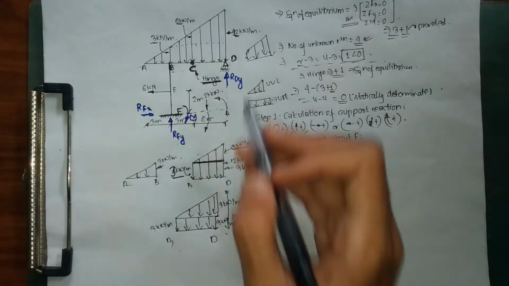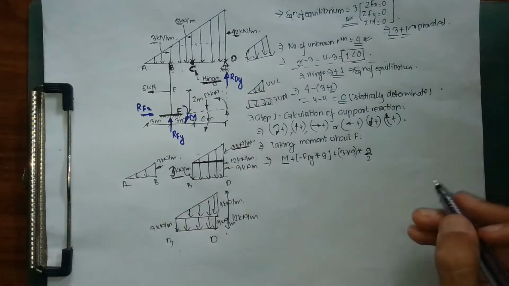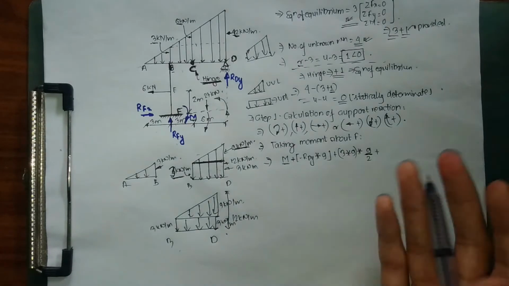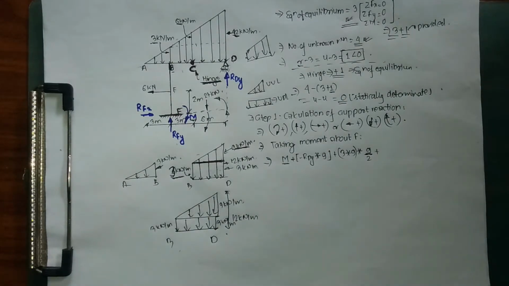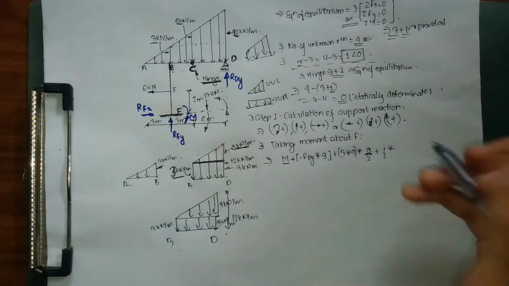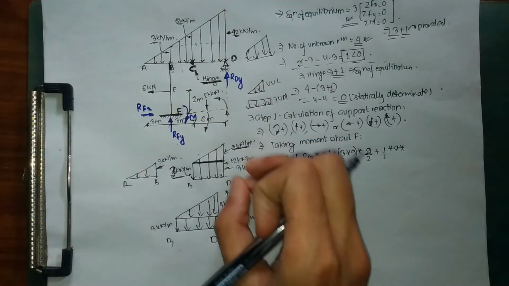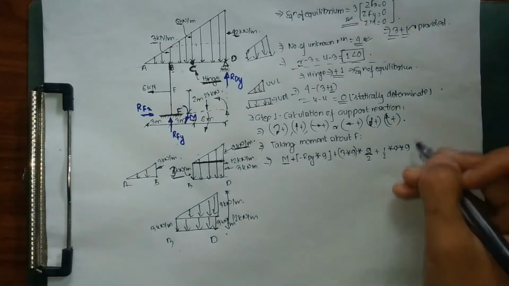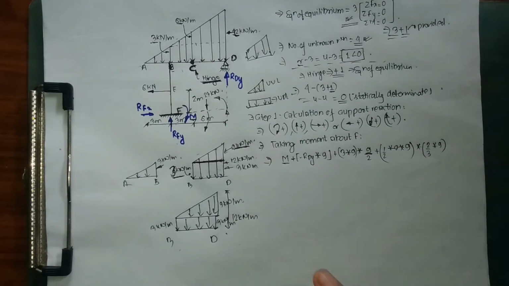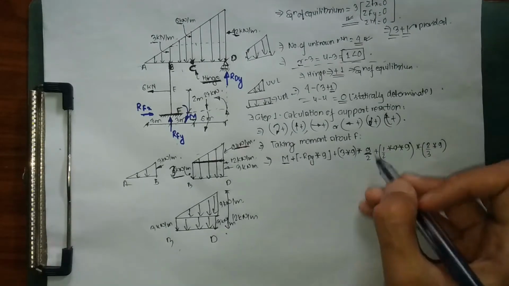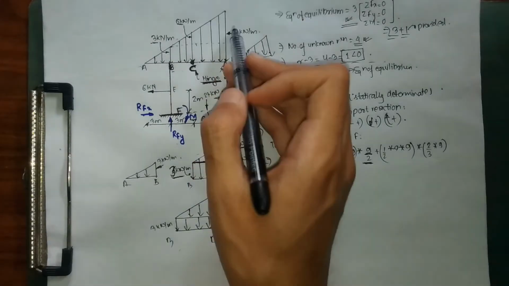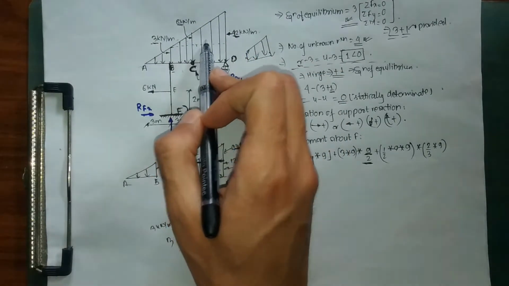Now after seeing my UDL, I need to look at my UVL as well. Plus, the UVL is also acting downward, which means it's going to produce the same bending moment as the UDL, which means a clockwise moment. Plus 1 by 2 into my base, which is 9, into my height, which is right now 9. 1 by 2 into 9 into 9, and it is acting at a distance of 2 by 3 into 9. So why 2 by 3 into 9? As I have already explained before, a UDL acts at half of its span, while a UVL acts at a distance of 1 by 3 from its longer span and 2 by 3 from its shorter span.